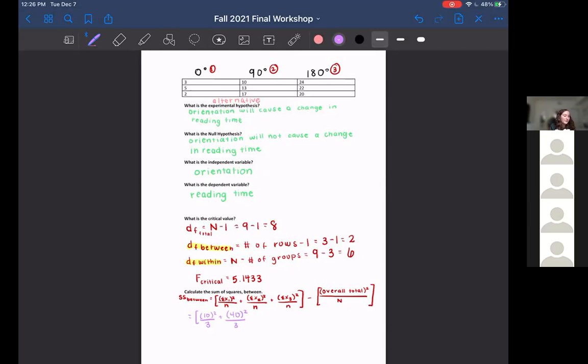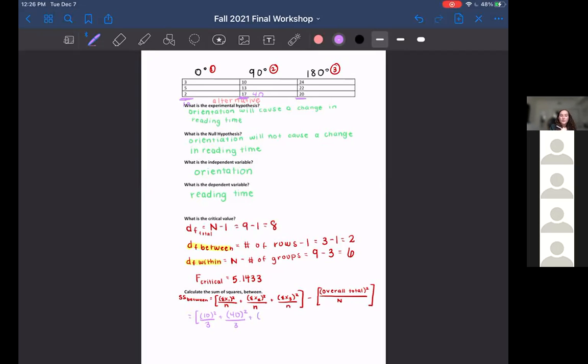Sorry, where are you getting the 10 from? Yeah, so you just add each one of these up. That's all we're doing. So 3 plus 5 is 8, plus 2 would be 10. And then the same thing for this one. 10 plus 13 plus 17 is equal to 40. Yes, no problem. Okay. Okay, so then the next one.